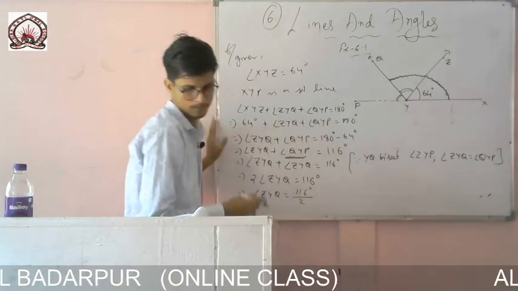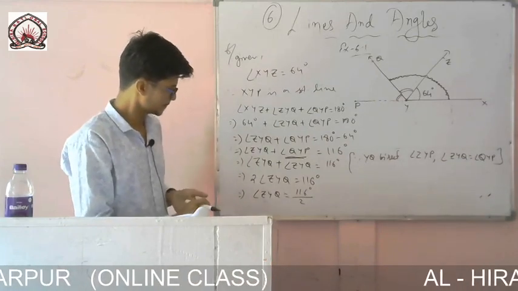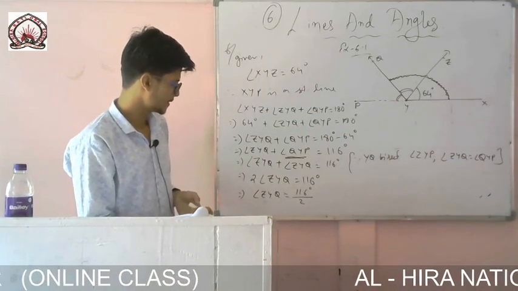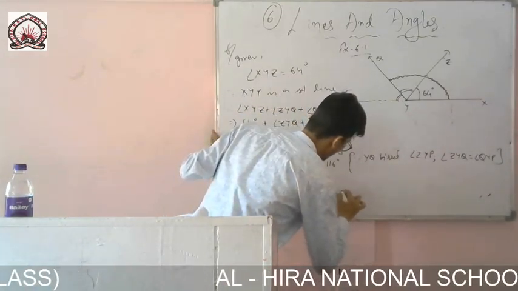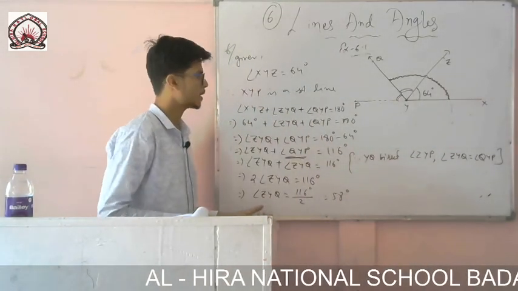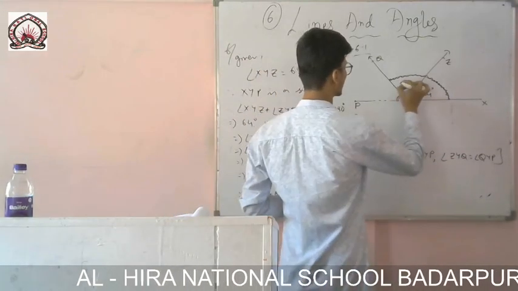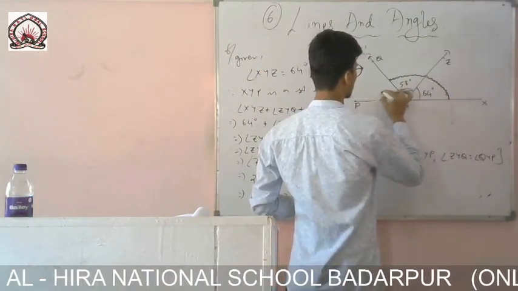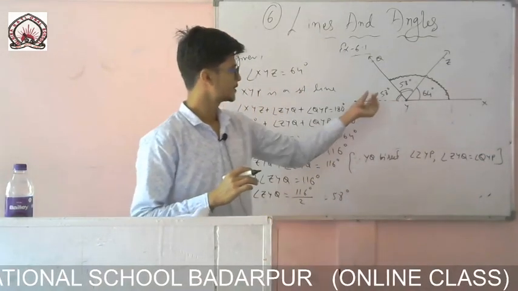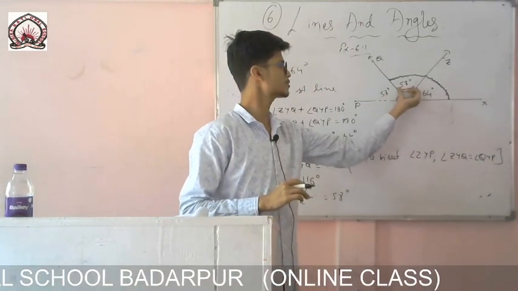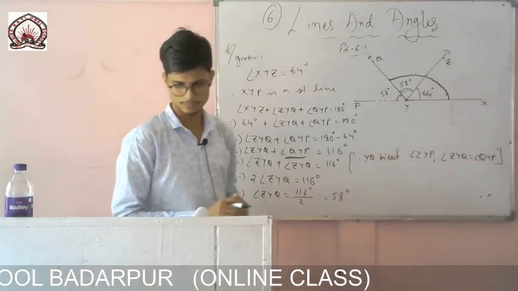116 by 2. That means 2 5s are 10 and 2 8s are 16. So it will be 58 degrees. So angle ZYQ is equal to 58 degrees. That means this angle is also equal to 58 degrees. Is it okay? These two angles are similar. So this is equal to 58 degrees and this one is also equal to 58 degrees.